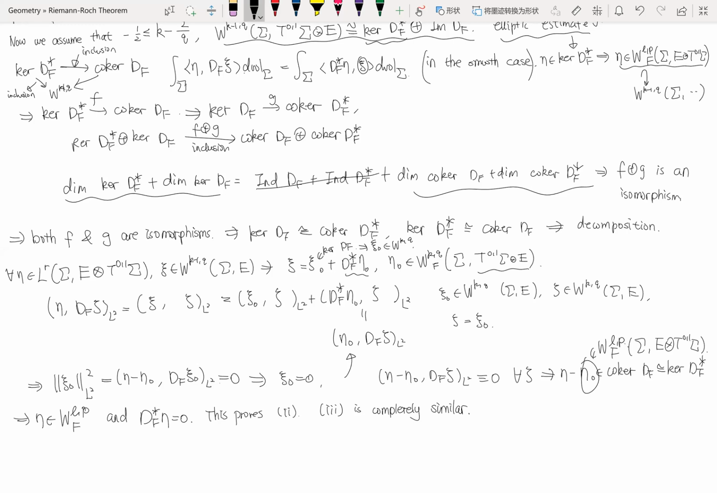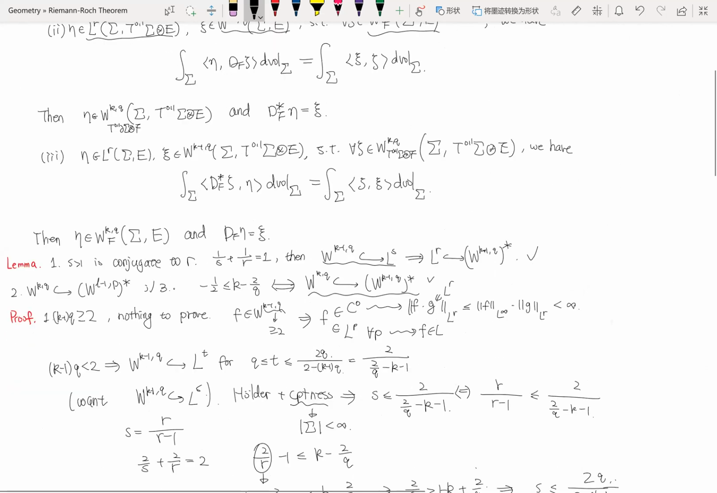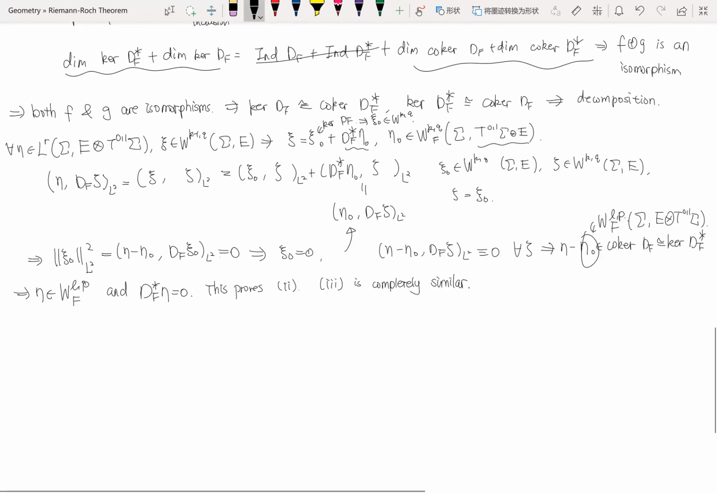But note that here we use the fact that we must embed W^{k,q} into the dual of W^{k-1,q}. Here we must impose the fact that W^{k,q} can be embedded into the dual of W^{k-1,q}, so we can naturally do the pairing and obtain the result.